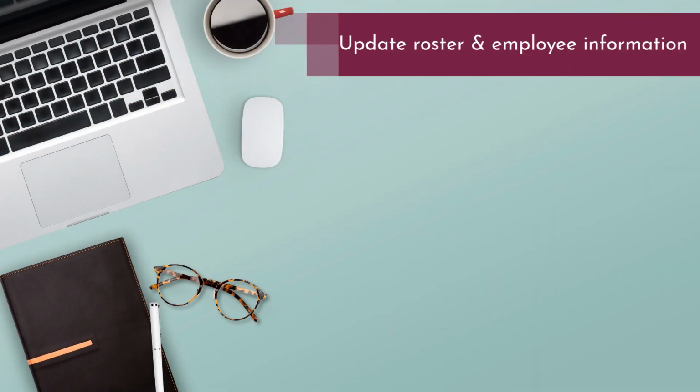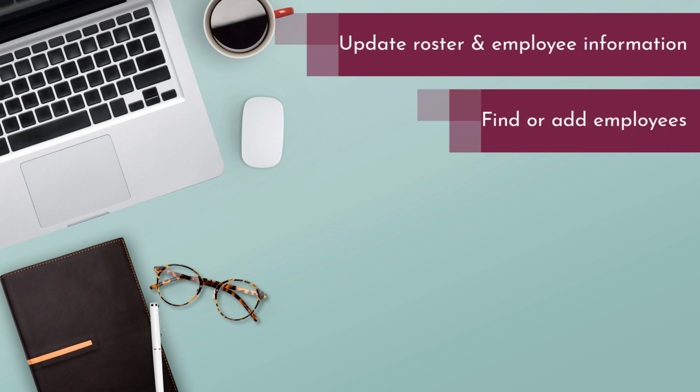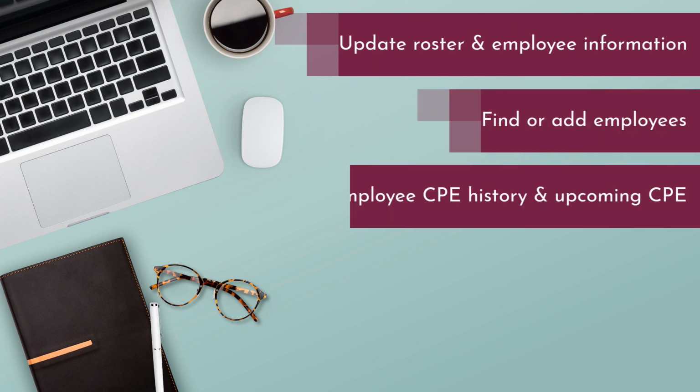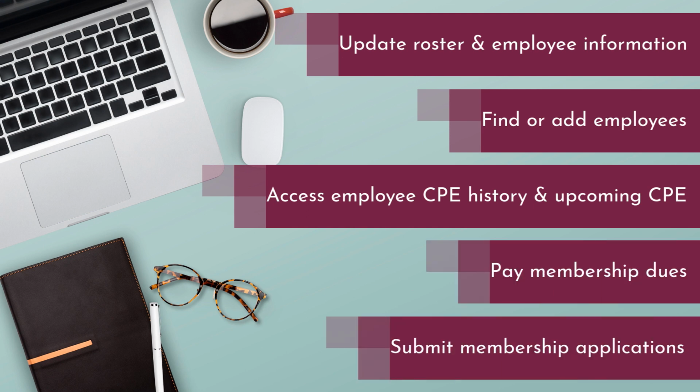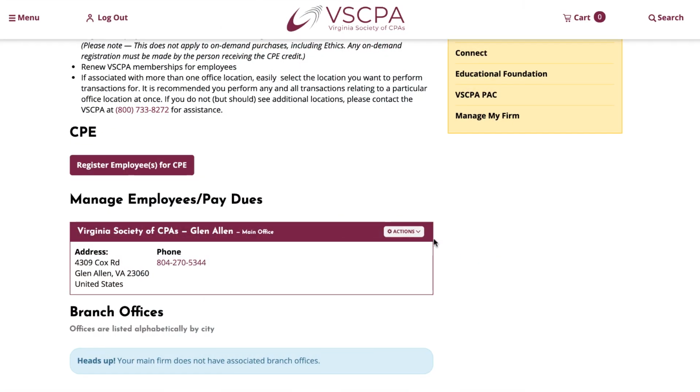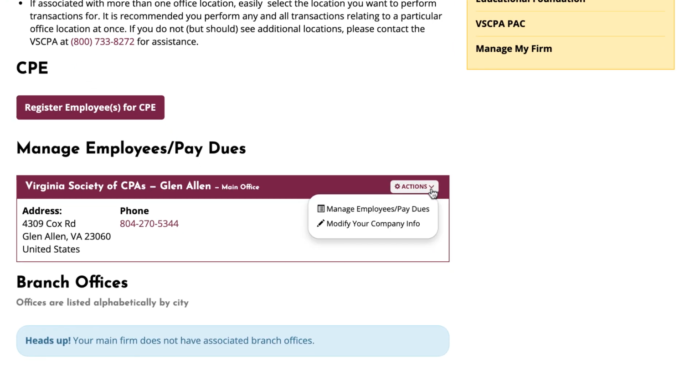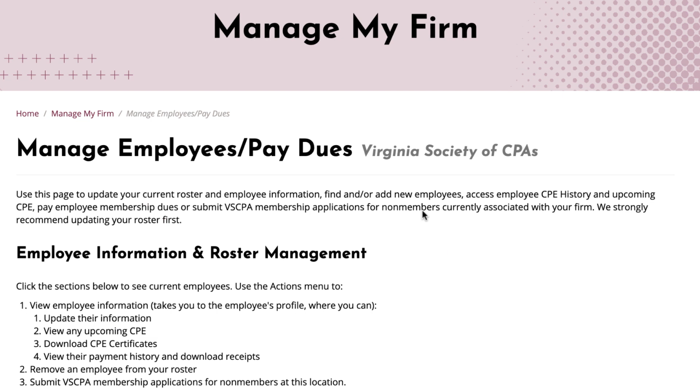The EMT also enables you to update your current roster and employee information, find or add new employees, access employee CPE history and upcoming CPE, pay employee membership dues, or submit VSCPA membership applications for non-members currently associated with your firm. Select the Actions drop-down menu and select Manage Employees, Pay Dues to access these features.